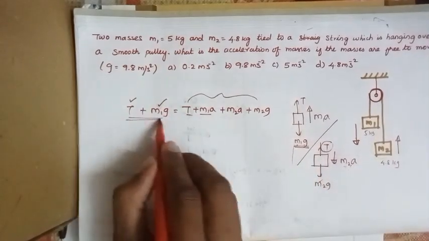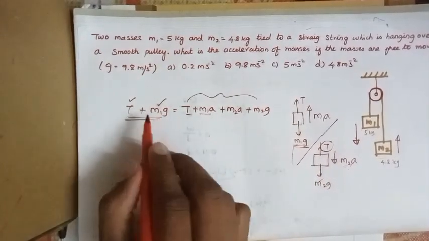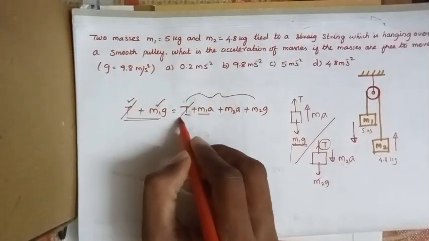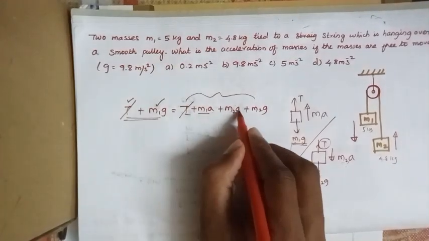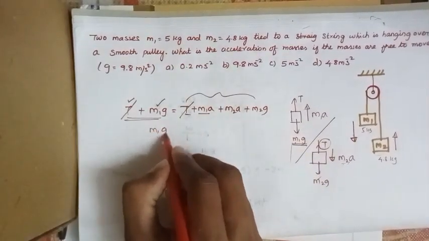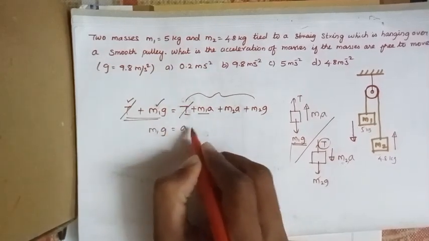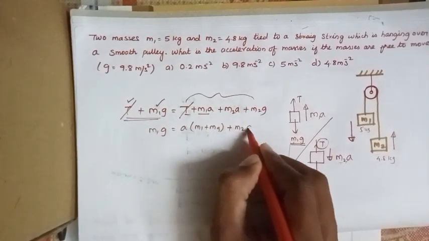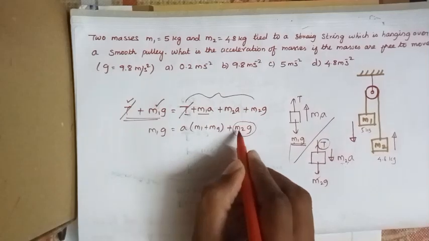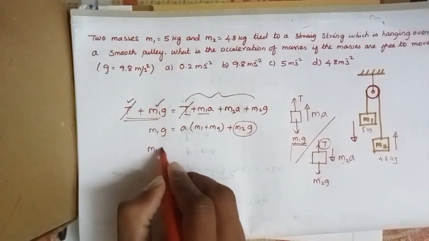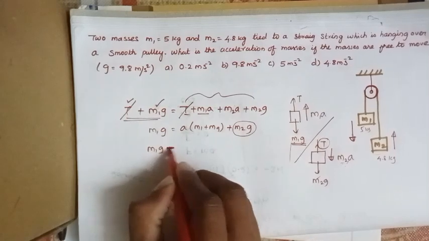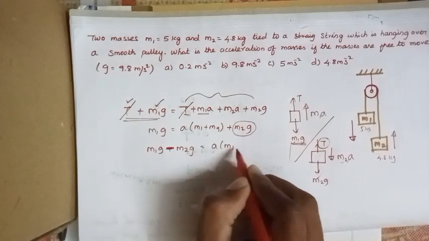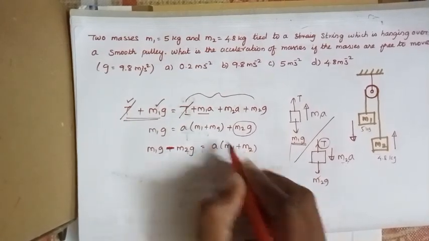Okay, on the left hand side you can see only two forces are there, these two support the motion of the system. Okay, now you can cancel the tension on both sides. Now you can take the value of a as common on this side. m1g equals a, which is common in these two terms, let's take that out. You will get m1 plus m2 into g. Now take this m2g to the other side, you will get m1g, here it is positive, so it will become negative: m1g minus m2g equals a times (m1 plus m2).